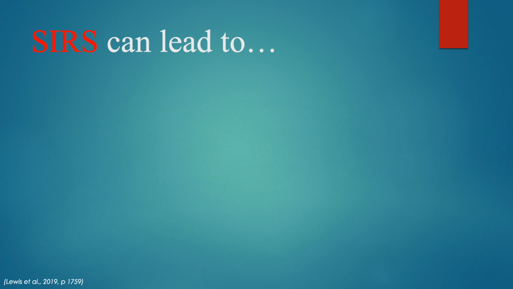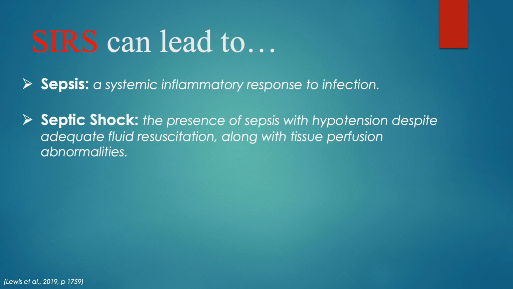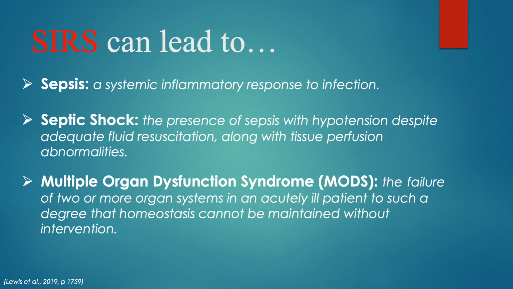If we think about SIRS as a predictive criteria for sepsis, SIRS would be the clinical state that begins the sepsis continuum. SIRS can progress into sepsis, which is a systemic response to an infection. As sepsis progresses, septic shock can develop as hypotension significantly impairs tissue perfusion. Without oxygen and nutrients, organ systems within the body begin to fail. Multiple organ dysfunction syndrome, or MODS, is the failure of two or more organ systems to such a degree that homeostasis cannot be maintained without intervention. So identifying the risk for sepsis is especially important in the SIRS stage, as the body is still able to compensate at this point.